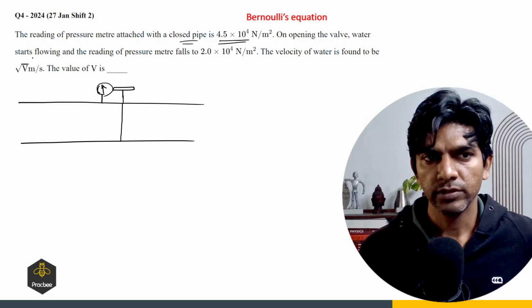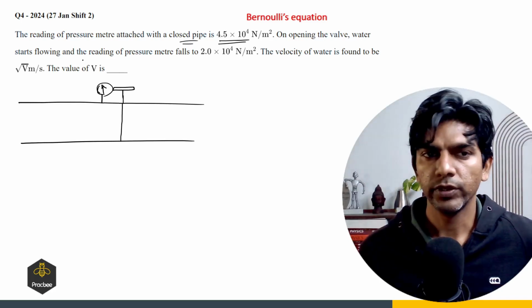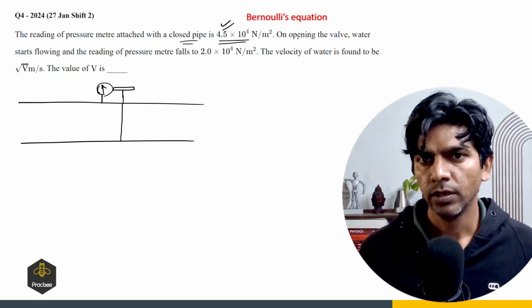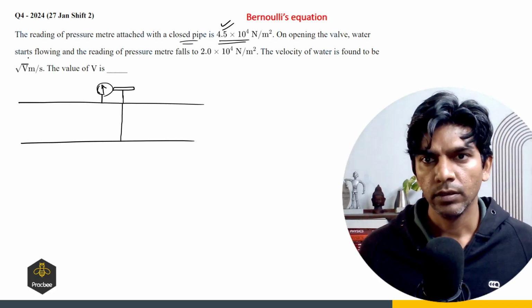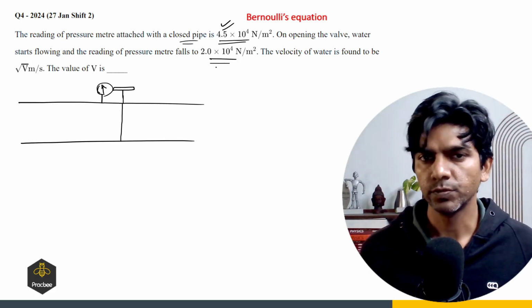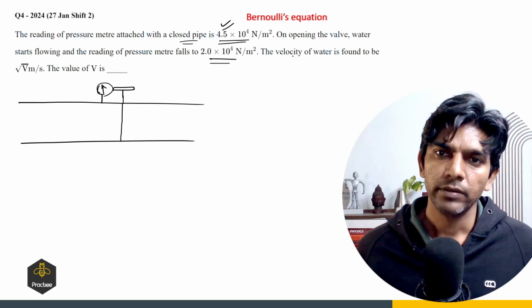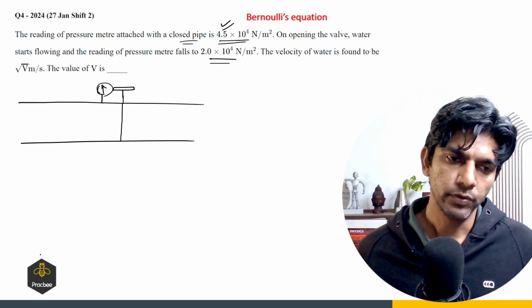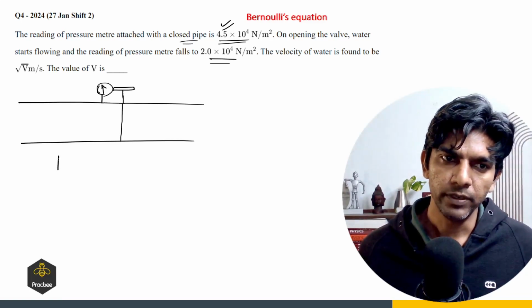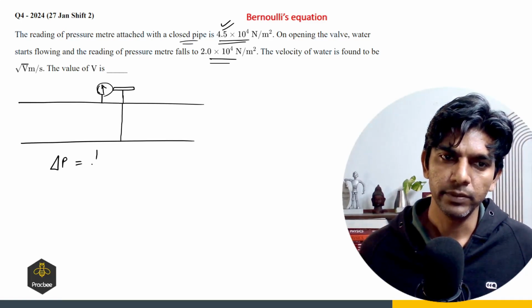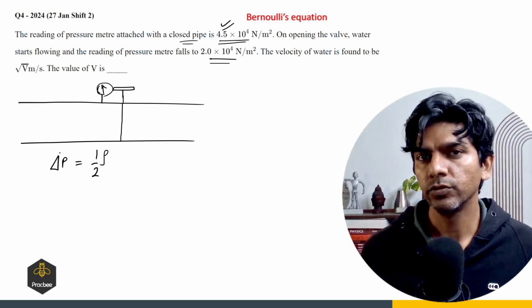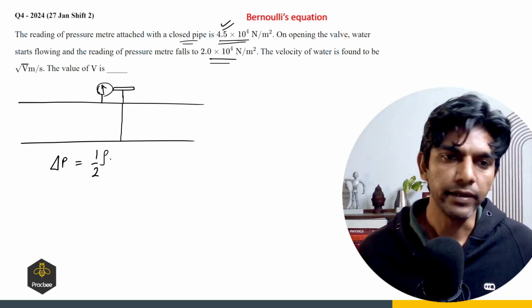On opening the valve, the water starts flowing. So earlier the water was not flowing, and in that instant the pressure is given as 4.5 into 10 raised to 4. On opening the valve, water starts flowing, and the reading of the pressure meter falls to 2 into 10 raised to 4. Right, so the velocity of water is found to be, so here what is happening, the drop in pressure will be nothing but the gain in kinetic energy, right?